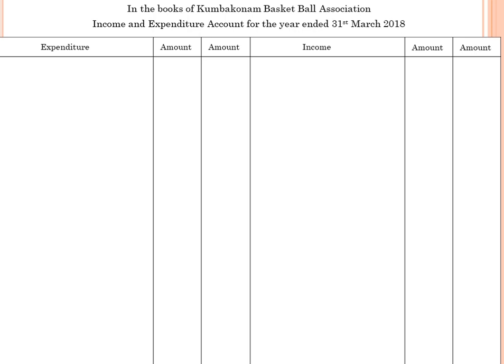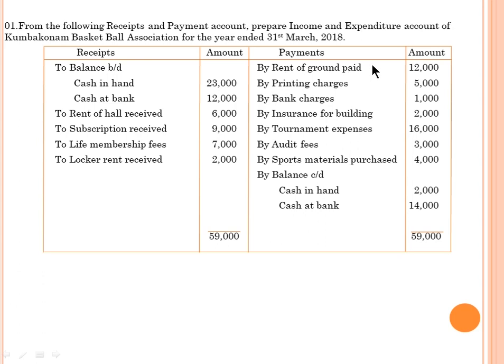Now we look into the problem. Here we start with the payment side. Read one by one. By rent of ground paid 12,000, revenue nature. Printing charges 5,000, revenue nature. Bank charges 1,000, revenue. Insurance for building 2,000, revenue nature. By tournament expenses 16,000, revenue nature. By audit fees 3,000, revenue. By sports material purchase 4,000, revenue. And by closing balance carried down, cash in hand and cash at bank.